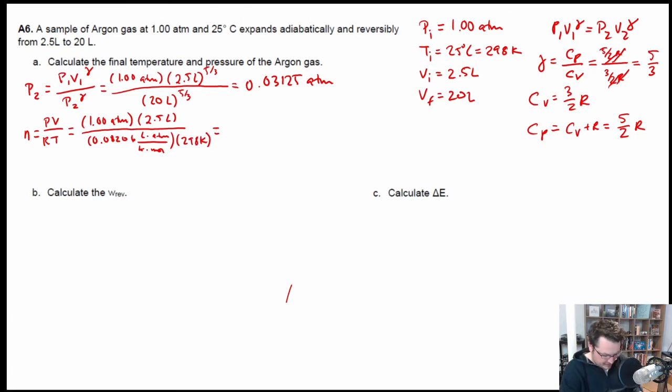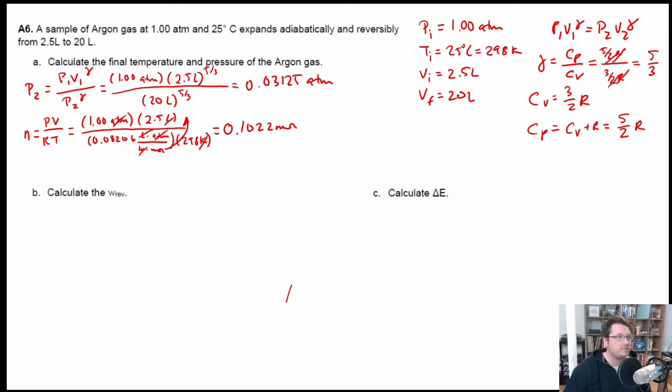And so what you get in that scenario is 1 times 2.5 divided by 0.08206 times 298 Kelvin. So I got 0.1022 moles, because Kelvins cancel, atmospheres cancel, liters cancel, and the moles end up on top. So that's how many moles we have. We can then use that information to calculate the final temperature.